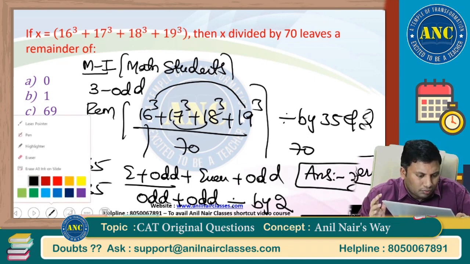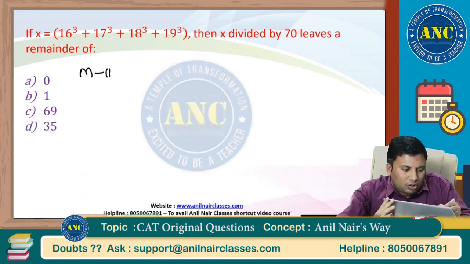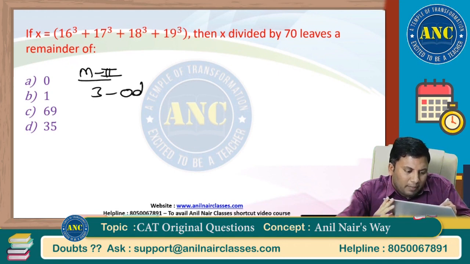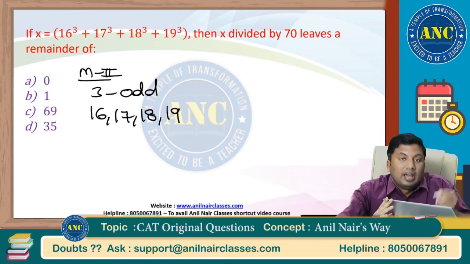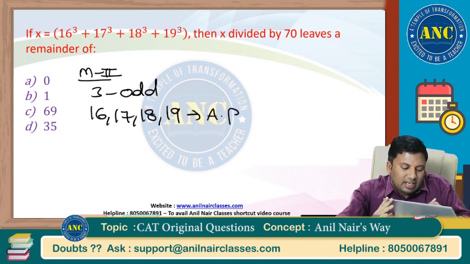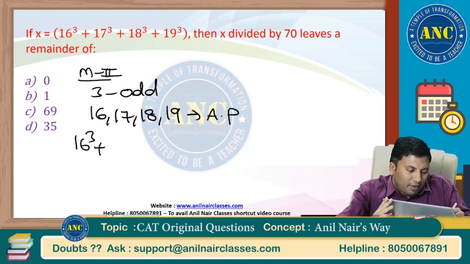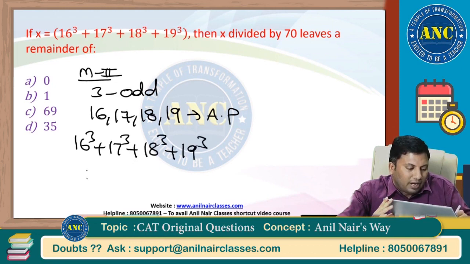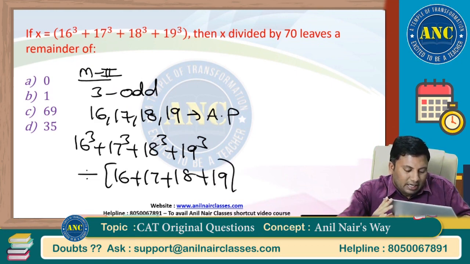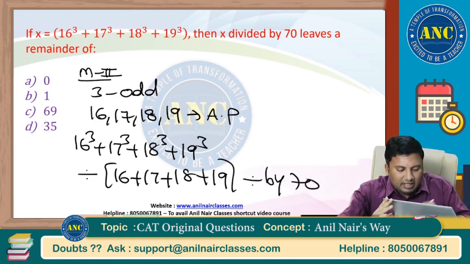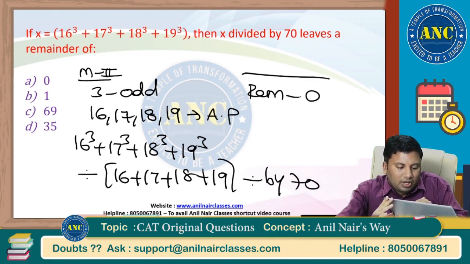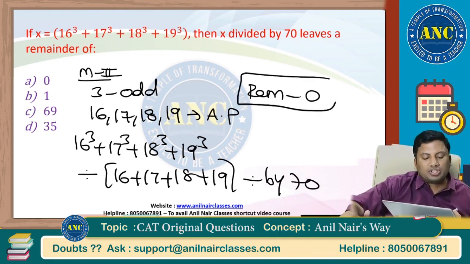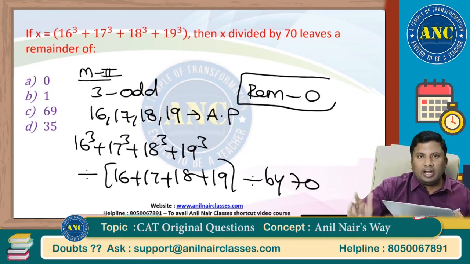Method number 2. 3 is an odd number. 16, 17, 18, 19, the difference is 1, so the series is in AP. So a1 power k, a2 power k, up to 19 power k is divisible by 16 plus 17 plus 18 plus 19, which is 70. Remainder 0. This you will also find in most YouTube videos or the regular textbook.